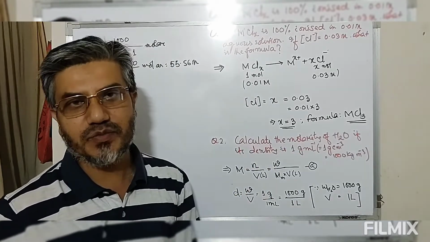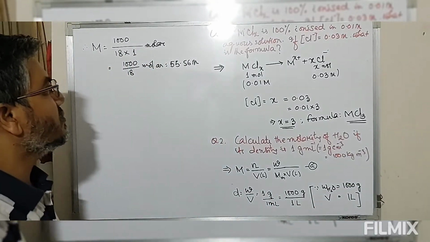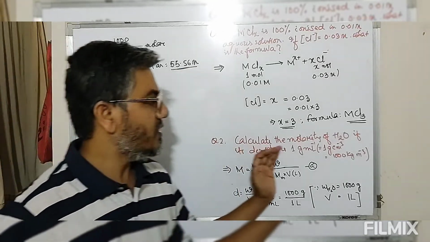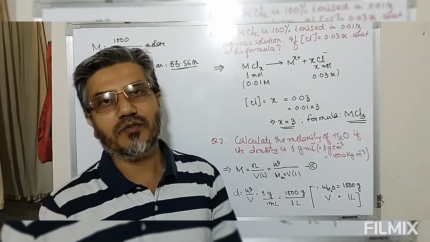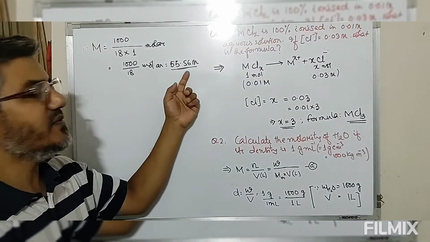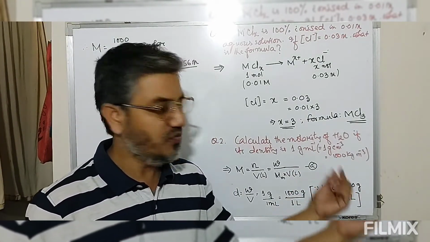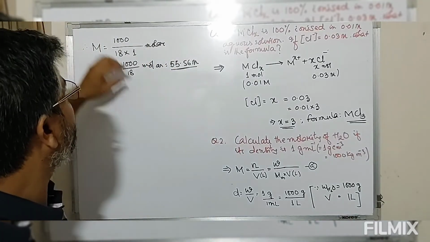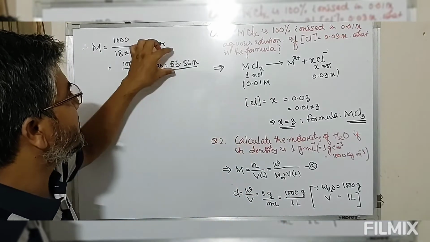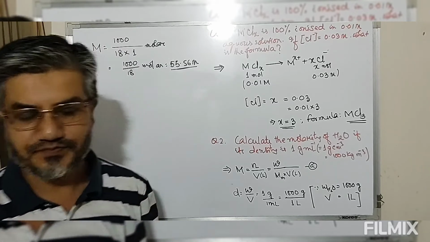So what I am trying to show is the concentration of pure water, whose density is 1 gram per centimeter cube or 1 gram per ml or 1000 kilogram per meter cube, is always a constant, that is 55.56. The mass of water contained is 1000 gram, volume is 1 liter, so the number of moles comes out to be 55.56, and since volume is 1 liter, the concentration is 55.56 molar, number of moles divided by volume.